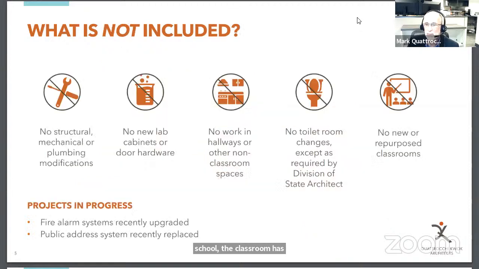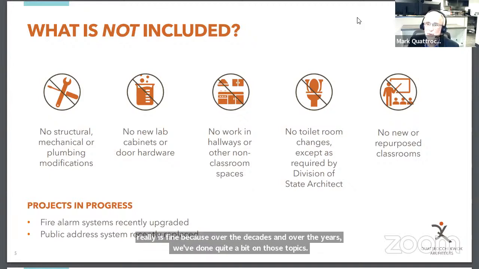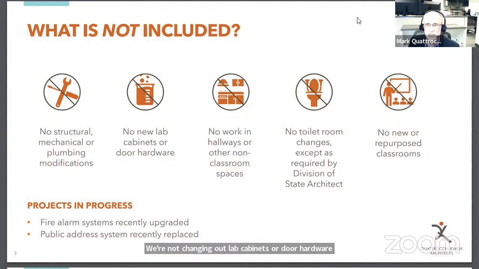Next slide, please. But it's also equally important, as we described to the design committee, what's not included. We're not making structural changes. We're not doing a lot of mechanical or plumbing work, which really is fine because over the decades and over the years, we've done quite a bit on those topics. We're not changing out lab cabinets or door hardware. We're also not working just outside the classrooms. We're not working in the halls. And that again goes to trying to focus the efforts into the teaching spaces. We're not changing toilet rooms. However, the Division of the State Architect, and as described earlier, that's the state agency that reviews everything that we do.